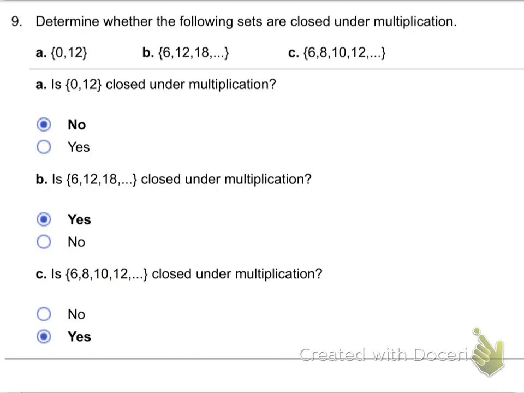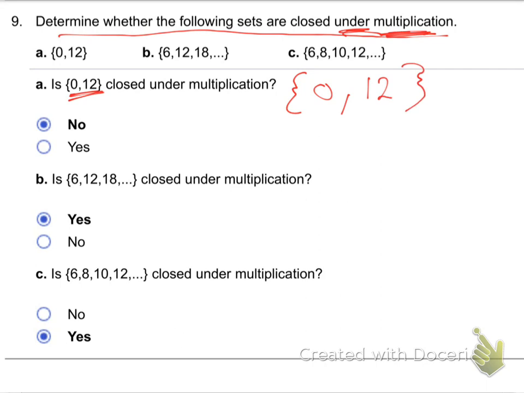Okay, they're asking, determine whether the following sets are closed under multiplication. Kind of weird language. And they're saying 0 and 12, is that closed under multiplication? What they mean is, if you take the set containing the 2 numbers, 0 and 12, those curly brackets just mean that's set notation. The collection of 0 and 12. So, is that set closed under multiplication?